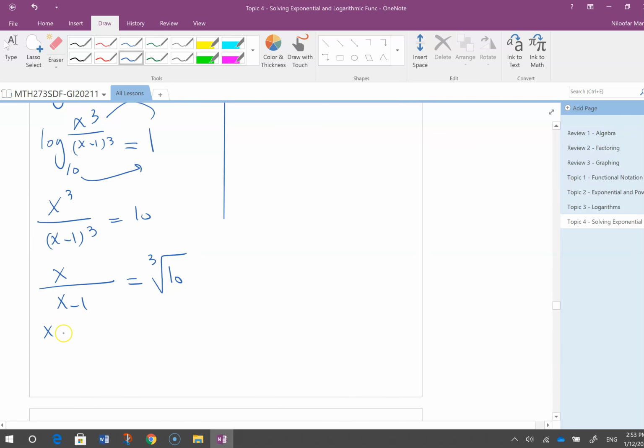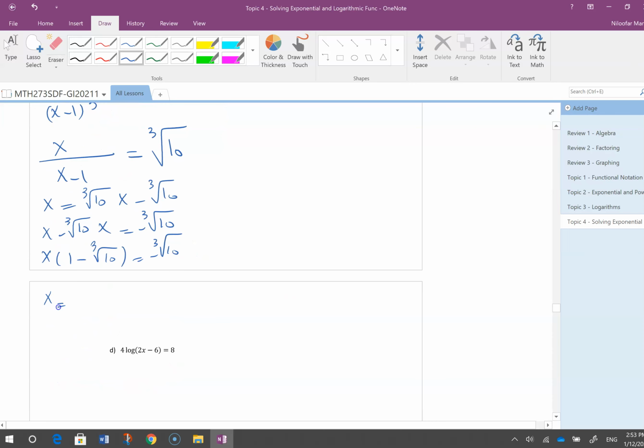Okay, so x equals cube root of 10 times x minus cube root of 10, which is x minus cube root of 10 times x equals minus cube root of 10, which is x factor 1 minus that. My handwriting, I know. Yes, and this is x equals this divided by that. Okay, which is 1.866, which is almost 1.87.